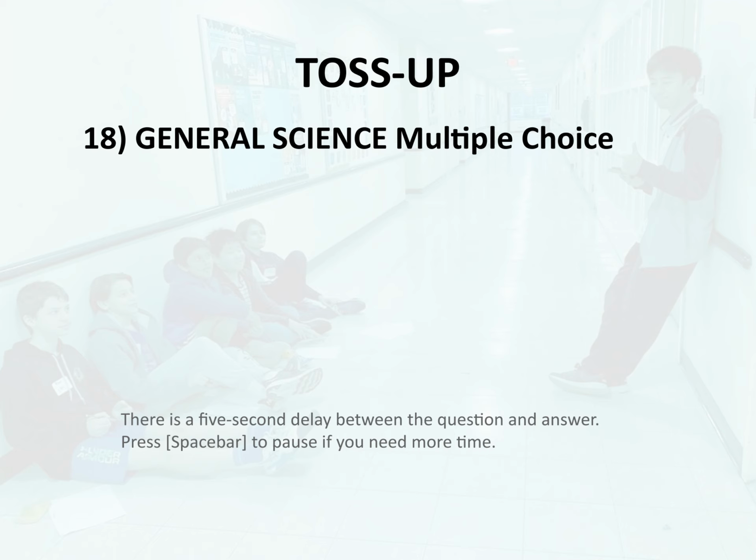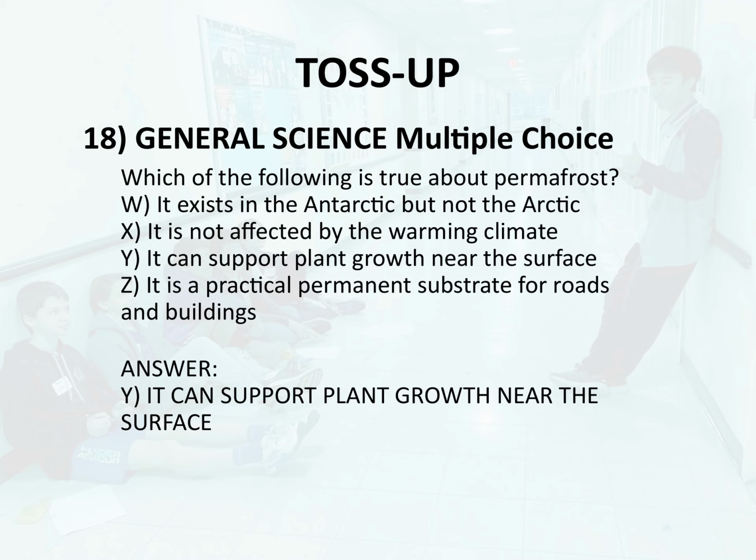Toss-up 18. General science. Multiple choice. Which of the following is true about permafrost? W. It exists in the Antarctic but not the Arctic. X. It is not affected by the warming climate. Y. It can support plant growth near the surface. Z. It is a practical permanent substrate for roads and buildings. Answer: Y. It can support plant growth near the surface.